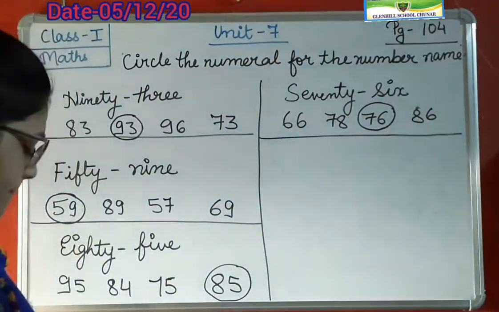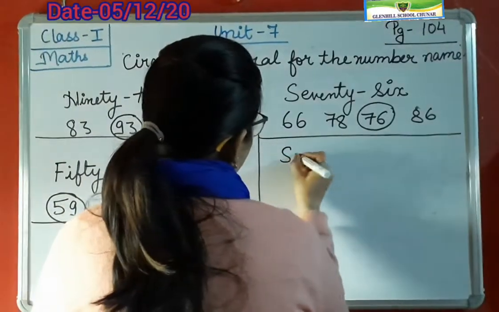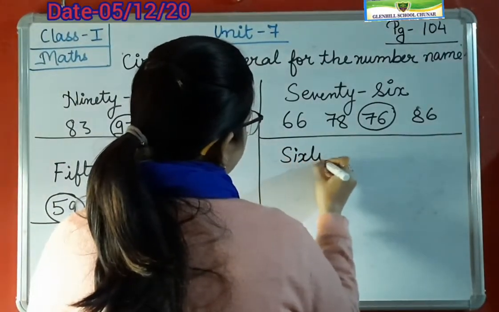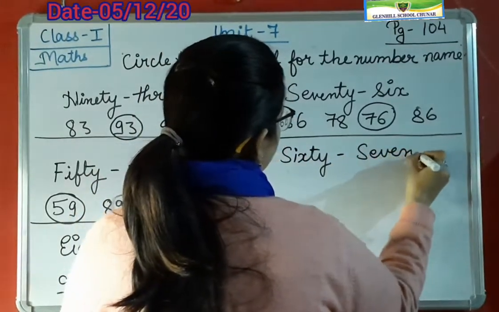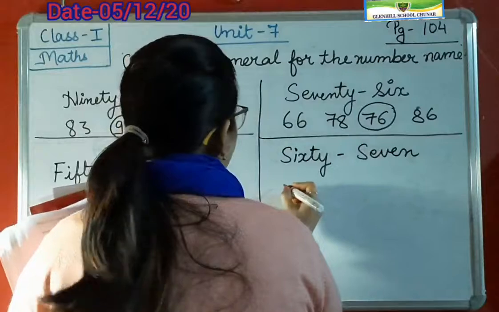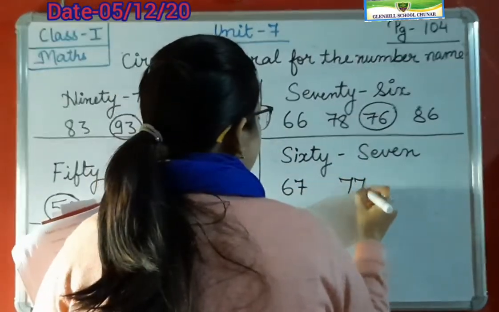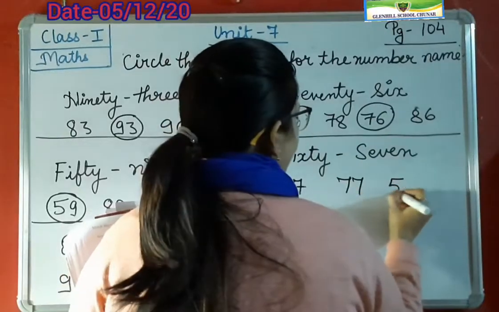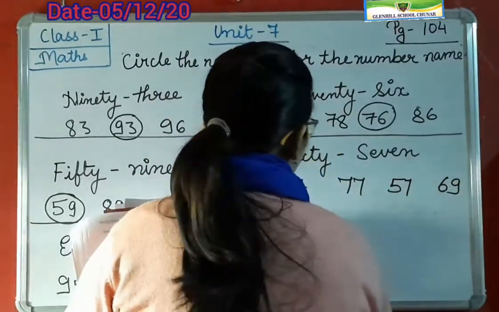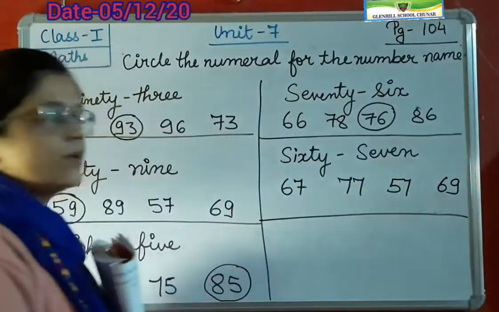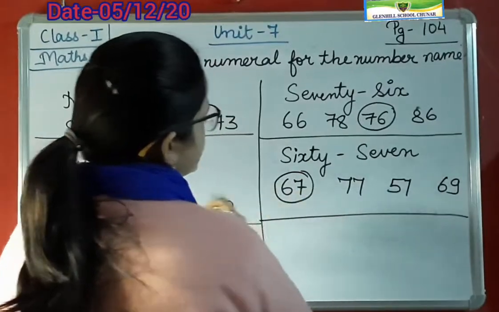Okay student. Then it is 67. Here it is written 67, 77, 57, 69. Okay. So can you find the correct one? Yes, the first one is correct. 67.